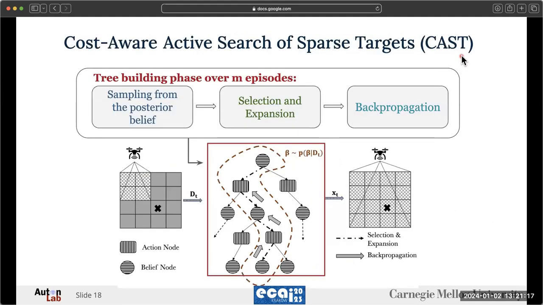Our algorithm, called CAST for Cost-Aware Active Search of Sparse Targets, is built on the MCTS framework. So at time t, an agent with a measurement set dt builds the search tree over m episodes. In each episode of tree building, a Thompson sample is drawn from the posterior belief at the root node. The root node is a belief node, and the tree has both belief nodes and action nodes. This is followed by a top-down pass denoted selection and expansion, and a bottom-up pass denoted backpropagation.